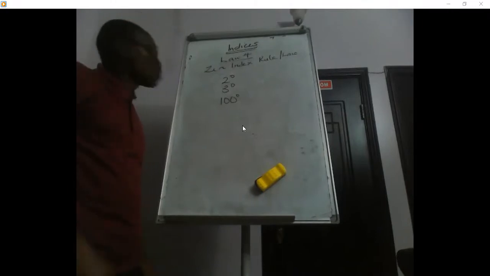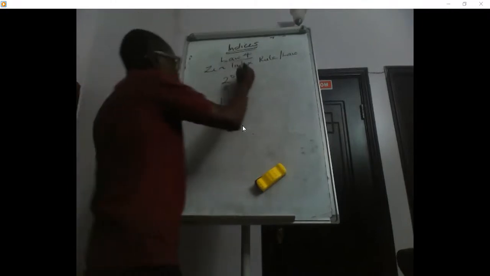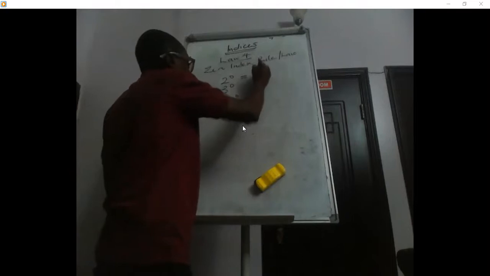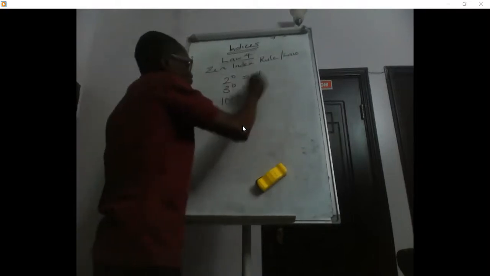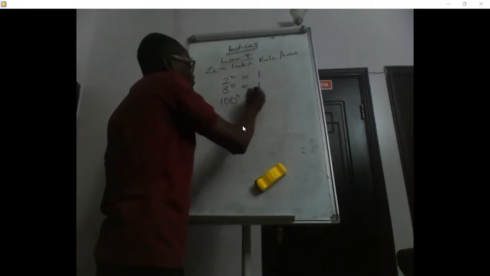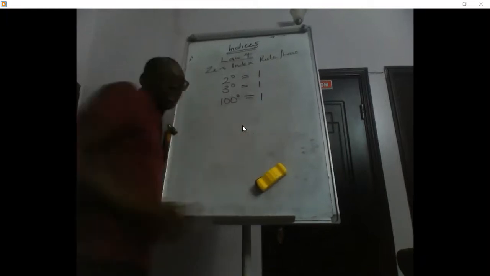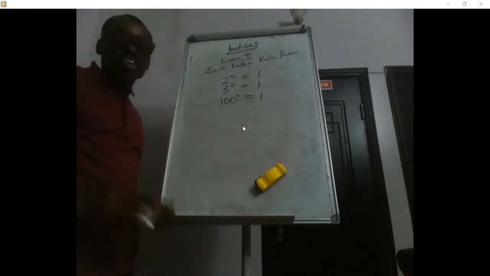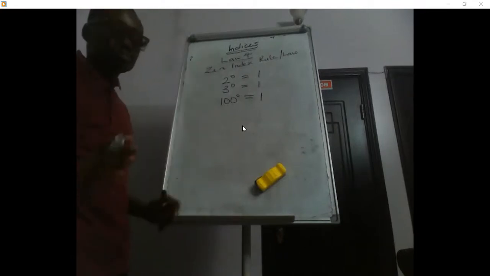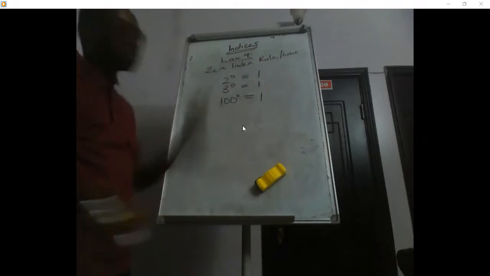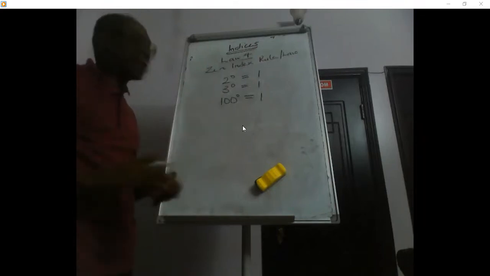2 raised to power 0 is equal to 1. 3 raised to power 0 is equal to 1. 100 raised to power 0 is 1. So this rule is summarized as: anything raised to power 0 is equal to 1. I can just show you why this is so.